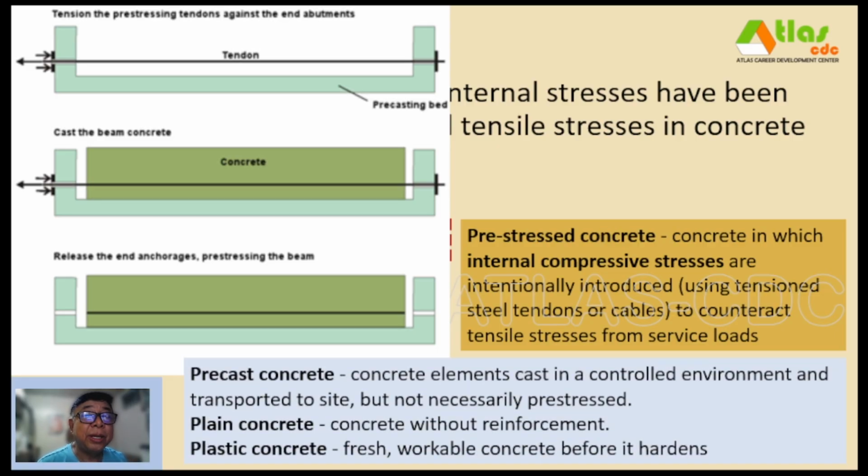So precast concrete are concrete elements cast in a controlled environment and transported to site but not necessarily pre-stressed. Plain concrete is concrete without reinforcement. And plastic concrete are fresh, workable concrete before it hardens.